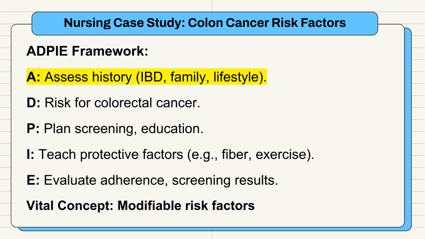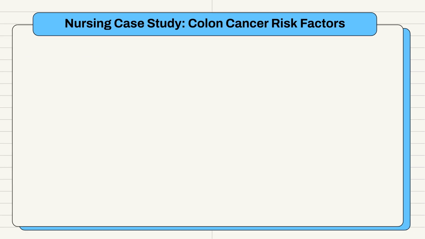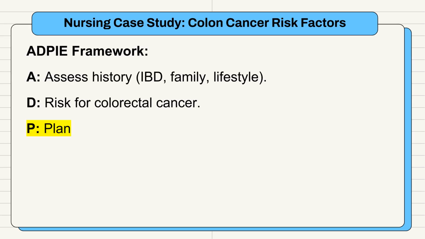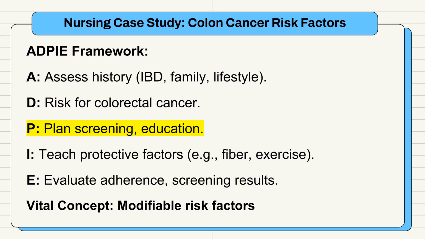Don't forget to assess diet and exercise. High-fat diets, obesity, and low physical activity are also risk factors. Diagnosis. Based on this, Sarah's at high risk for colorectal cancer due to her combined genetic, environmental, and lifestyle factors. Planning. Plan for early screening, like a colonoscopy, especially given her IBD and family history.